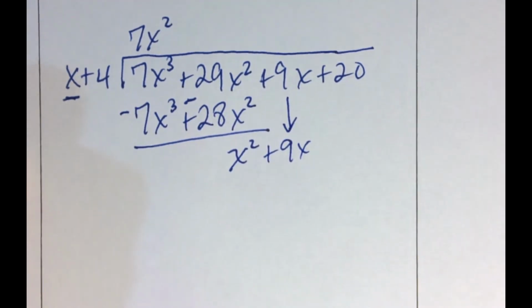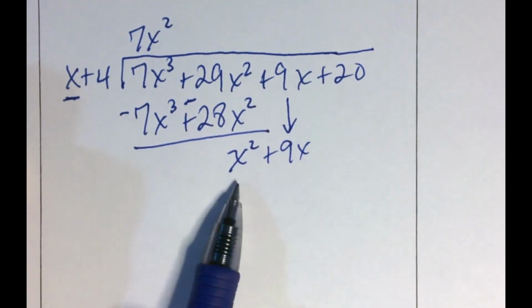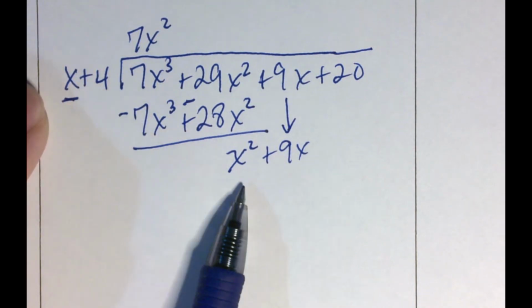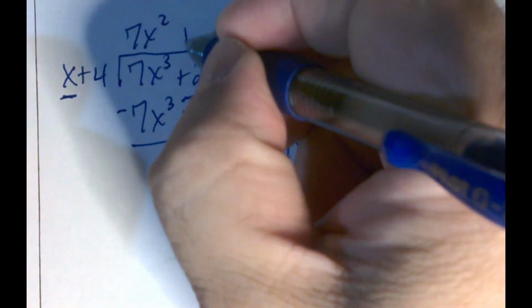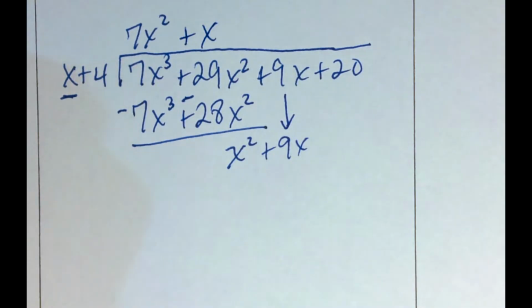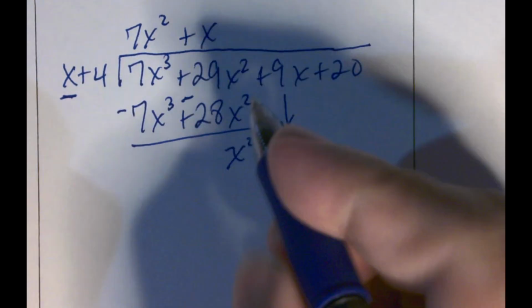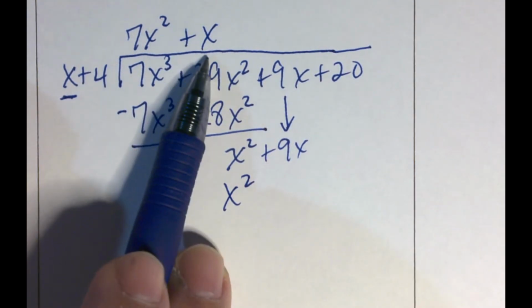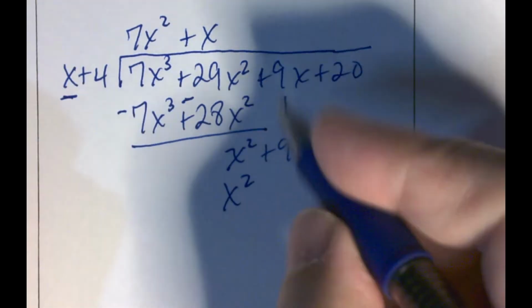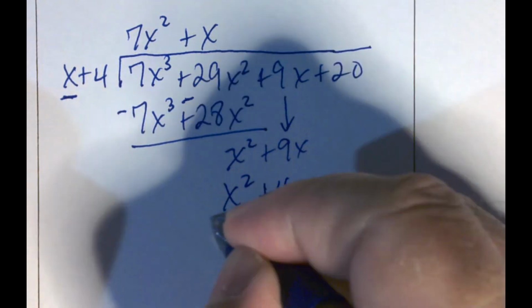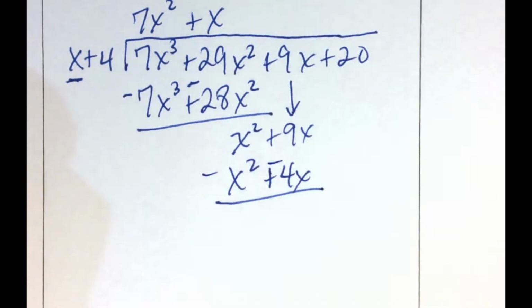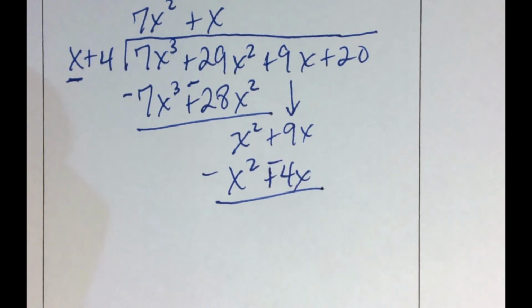Now you're comparing the x to x squared. So x times what gives me x squared? Well, that's just going to be x, right? x times x is x squared. And then, don't forget, I'm going to take that x and multiply it with the 4. So that's going to be plus 4x. And now I subtract. I change the sign. So I'm now doing 9x minus 4x, which is 5x.